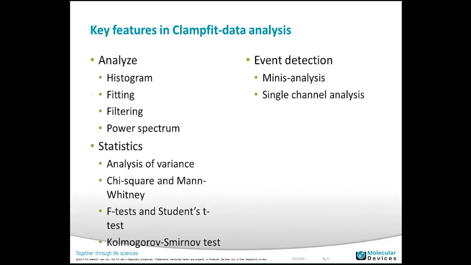Now I will use a few of the following slides to talk about some key features in Clampfit and also in Clampex. For Clampfit, you can plot histograms, do fitting, filtering, and power spectra to analyze noise. We also have some statistics, for example ANOVA, chi-square, Student's t-test, and KS test too. We also have event detection, for example minis analysis or single-channel analysis.